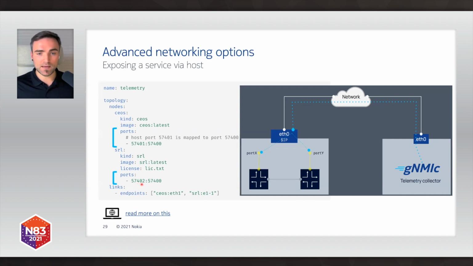And by doing that, we will be able to let gNMIc talk to those services using the IP address of the machine that these nodes are running at, just by using different ports, because now we have two different ports which correspond to two different nodes. And that is one of the easiest ways you can expose your lab to a third-party tool that runs outside of the node that hosts your Containerlab.